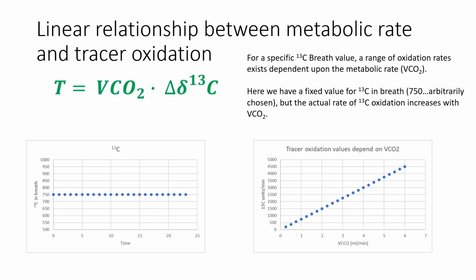However, these carbon-13 values should not be confused with the actual rates of carbon-13 tracer oxidation, which is a mathematical product of VCO2 and carbon-13. This means that even if the carbon-13 in an exhaled breath remains perfectly constant over time, the animal is not necessarily oxidizing the carbon-13 labeled tracer at a constant rate. This second graph illustrates that the actual rate of tracer oxidation is linearly dependent on VCO2 and can vary widely, even if the carbon-13 signal is not changing.